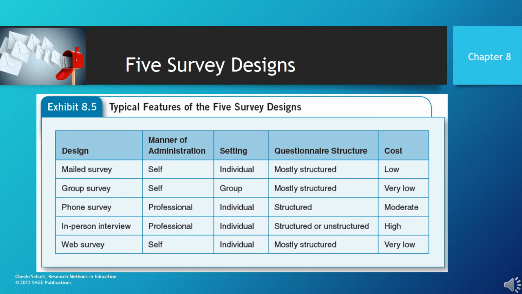Which survey design requires a professional to administer the question? What design involves a group? Which designs are mainly structured? What design allows for unstructured questions? And which designs contain the very lowest and highest cost?